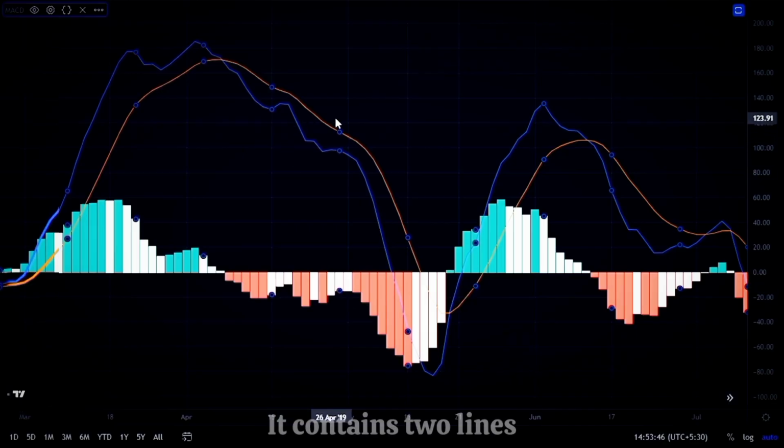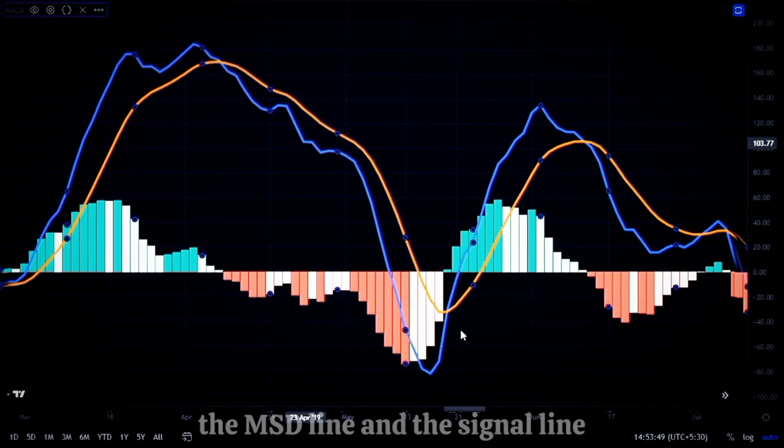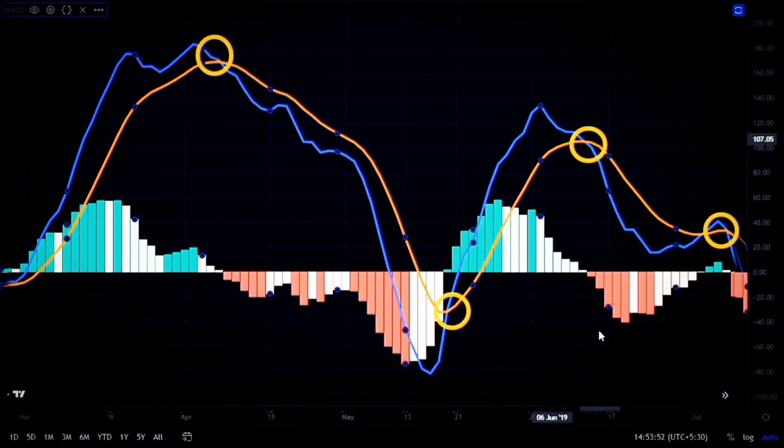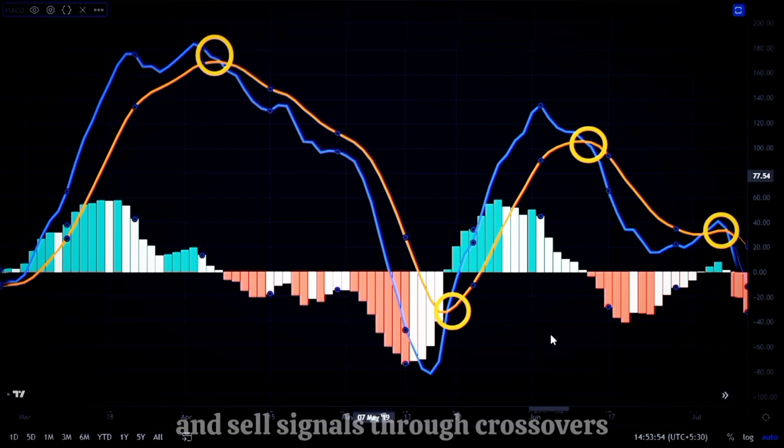How does the MACD work? It contains two lines, the MACD line and the signal line. These lines oscillate above and below the baseline and generate buy and sell signals through crossovers.